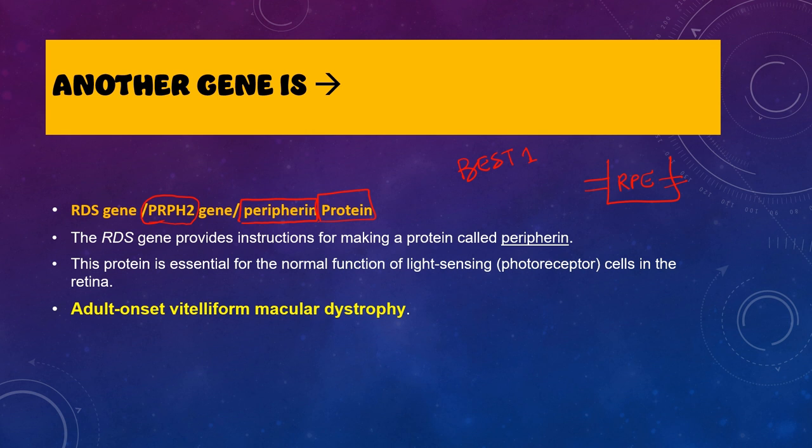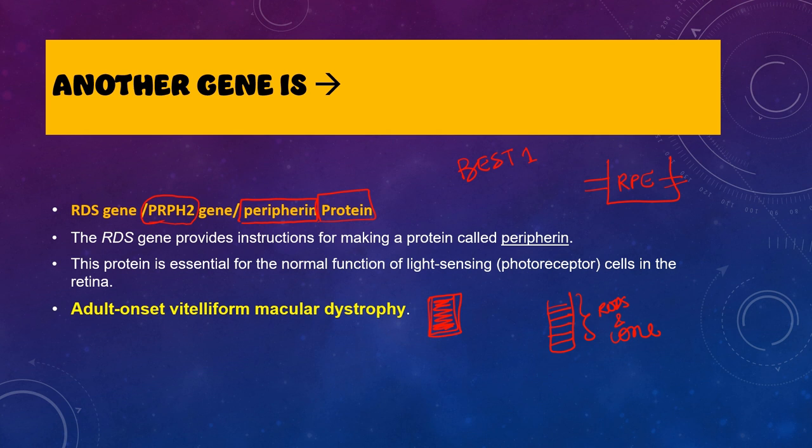However, this peripherin protein is associated with the adhesion of the various discs present in the outer segments of the rods and cones, right? Whenever the RDS gene is affected, this peripherin protein is going to get affected. The organization of those discs in the outer segment of the rods and cones is affected, and therefore there's going to be a problem in the functioning of the rods and cones, and ultimately that is also going to cause vitelliform macular dystrophy. But here the primary problem is within the photoreceptor, right? So this condition, because of the RDS gene or the PRPH2 gene, also causes vitelliform macular dystrophy.